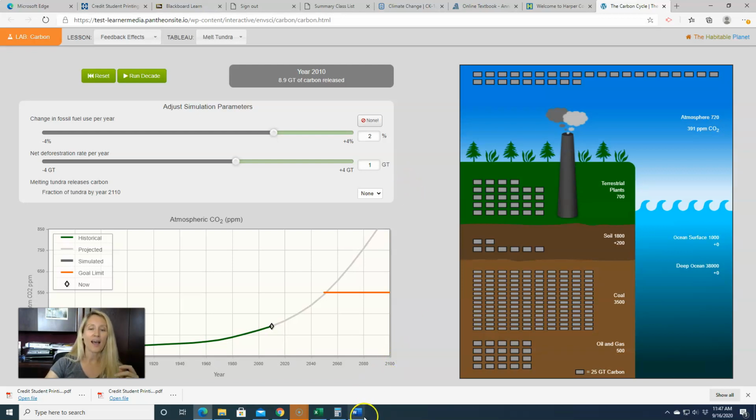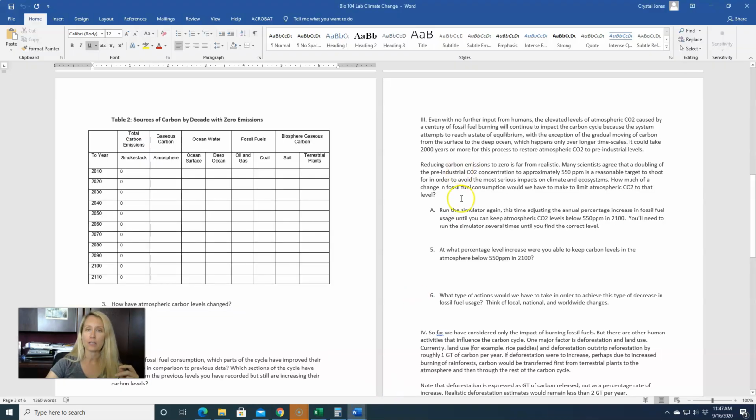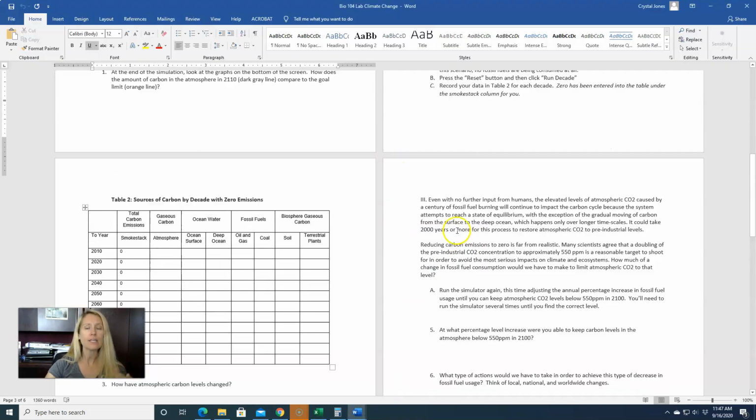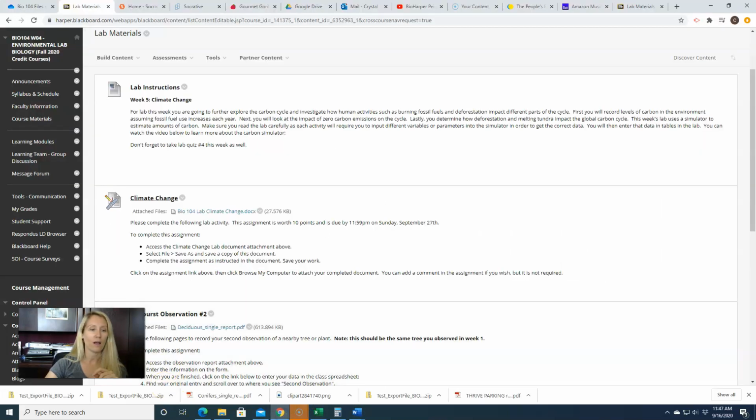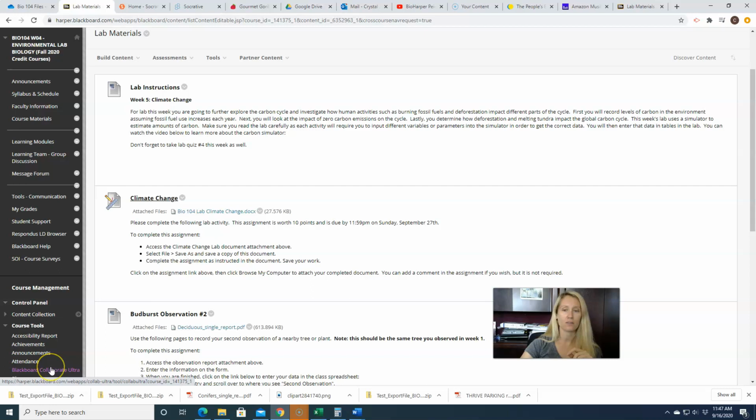Okay, so again, all the instructions and all the information you need to run the simulation is here in your lab, but I just wanted to give you a preview of what this simulator looks like. And of course, if you have any questions whatsoever, as always, please let me know, and I will address those as best as I can.